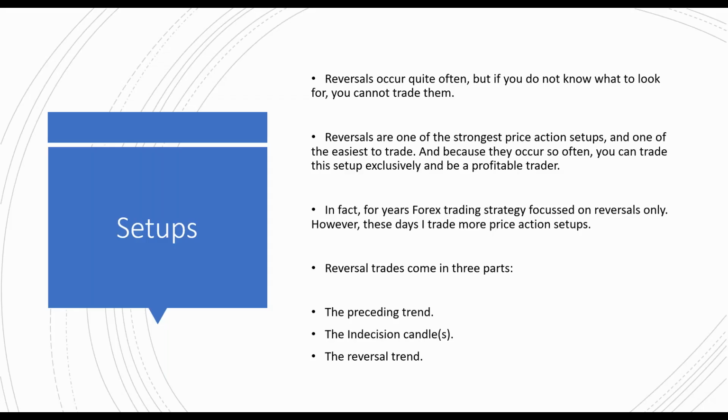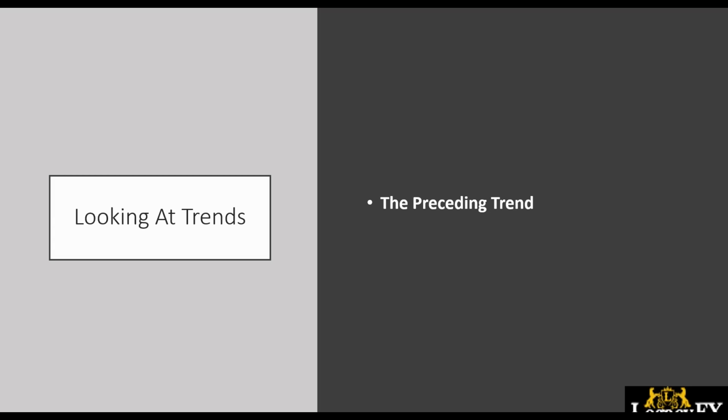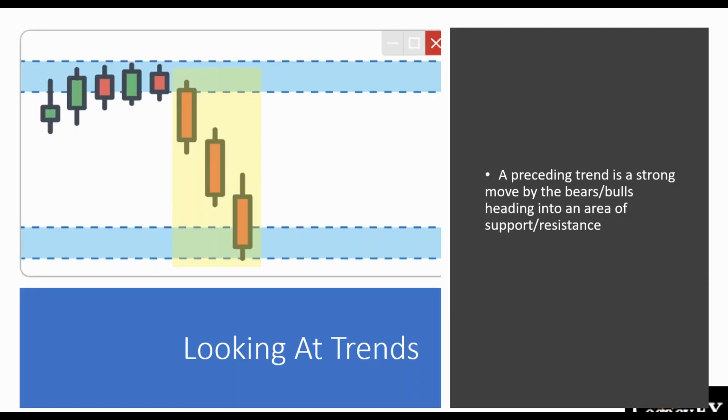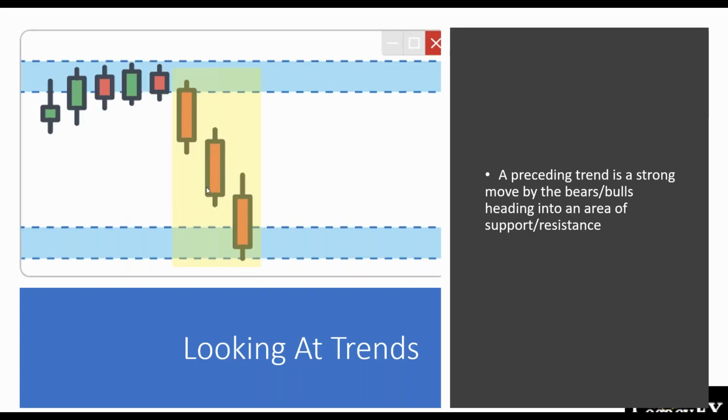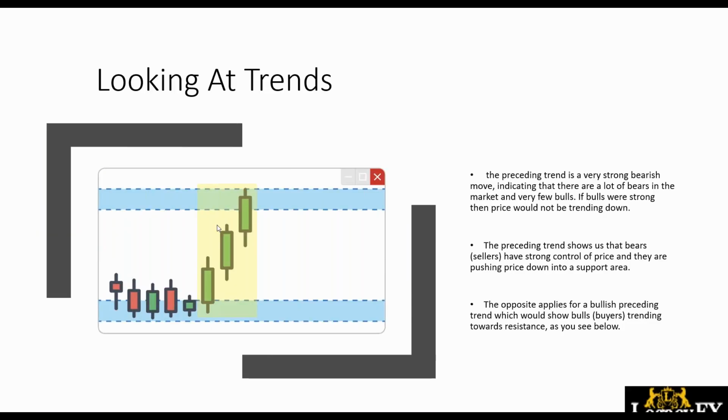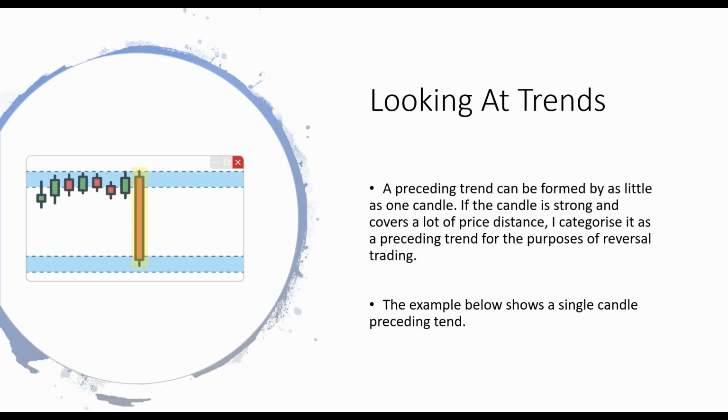It's reversal. So we're looking at the preceding trend, the indecision candle, and then a reversal trend. So the preceding trend is a strong move by the bulls or the bears heading into an area of resistance. So on our Euro US dollar, we had this. It could have been just the opposite and be this.